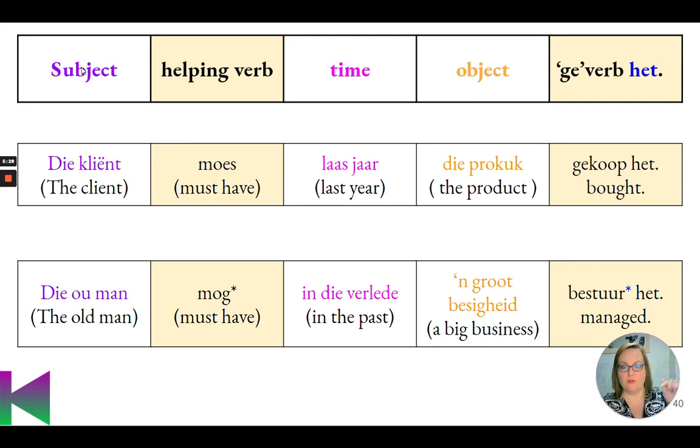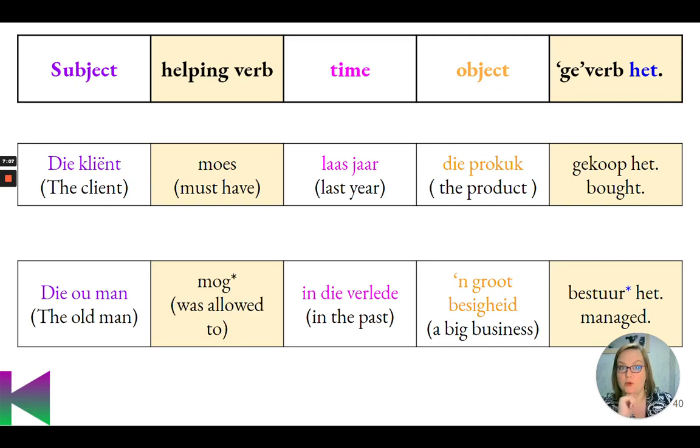Die kliënt moes laas jaar die produk gekoop het. So moes is must have. The present tense is moet, so it's must. The client must have bought the product last year. Die kliënt moes, helping verb in the second spot. Laas jaar die produk gekoop het. So koop here is the verb. It's moved to the end. It made the verb and a het. Let's look at the next one.